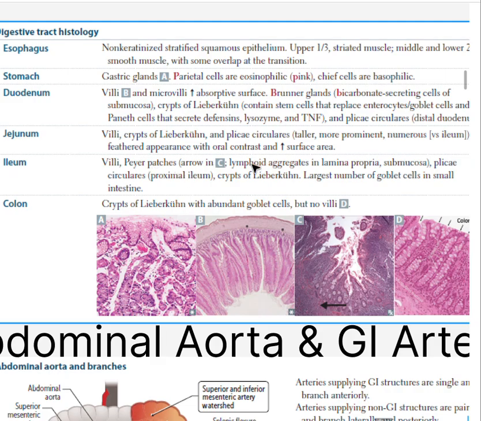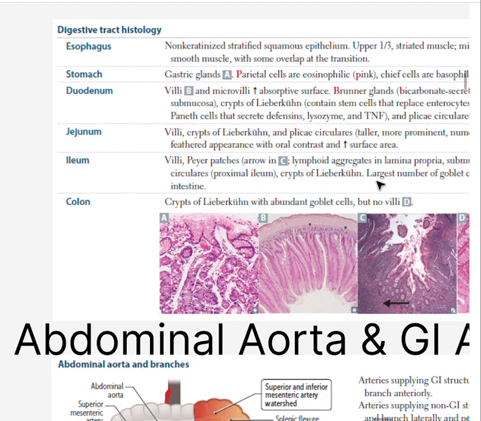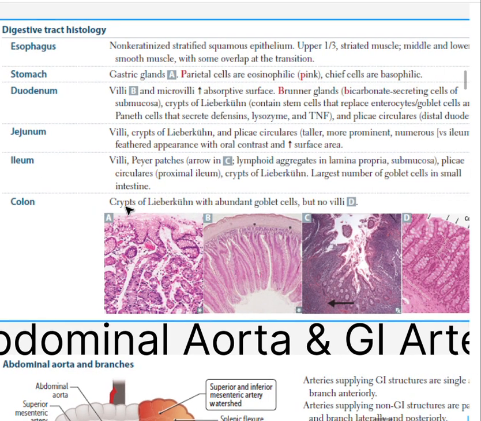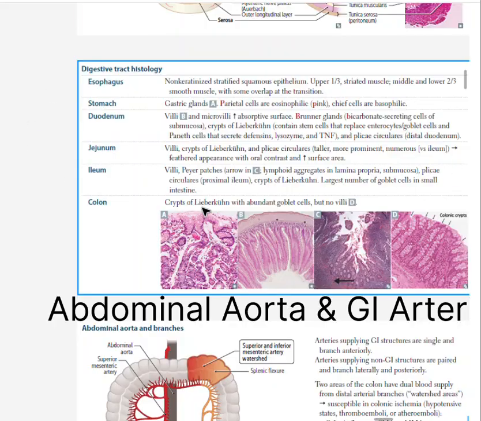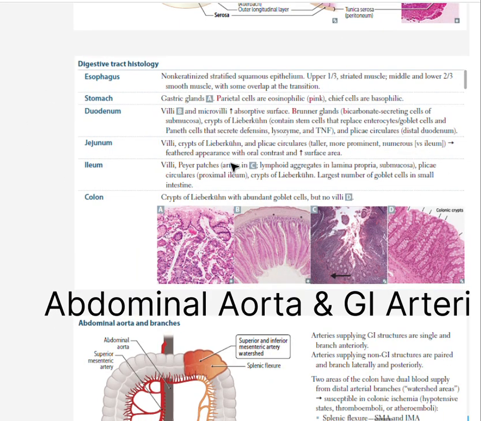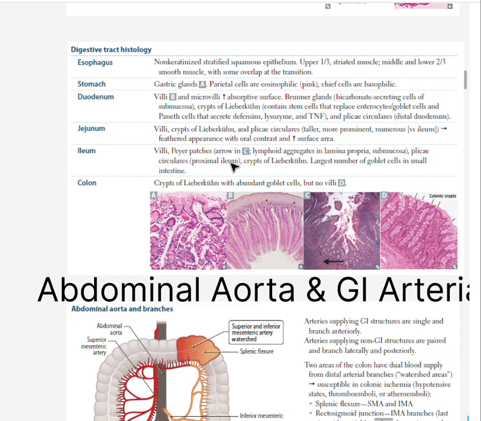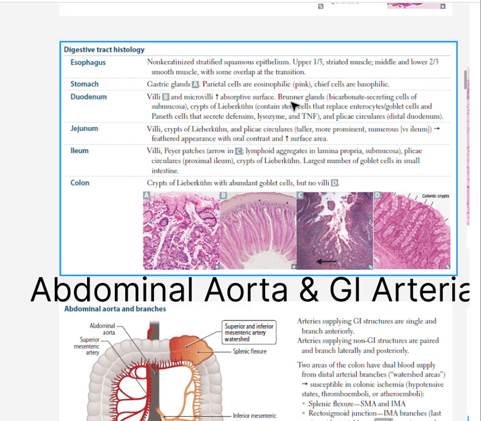What were Peyer's patches? They were basically lymphoid aggregates in the lamina propria and submucosa, with plicae circulares in the proximal ileum, and crypts of Lieberkühn. The largest number of goblet cells were in the small intestine. The colon had crypts of Lieberkühn with abundant goblet cells, but no villi. That's like this. You should just learn this by heart. This is a very commonly asked exam topic, the digestive tract histology. I hope you remember the Meissner's plexus and the Auerbach plexus. So I'll just stop here before the next video.